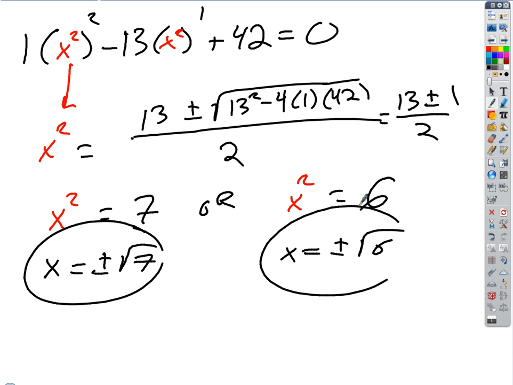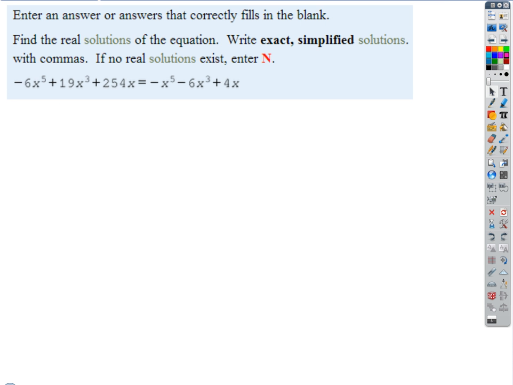That's it. Seriously, if you can do those, you can do everything in 6-4, which is most of the chapter. Okay? Let's do, okay, this is the hardest one I could possibly think of. Now, this is a tough one, but you'll see it's not that big a deal.